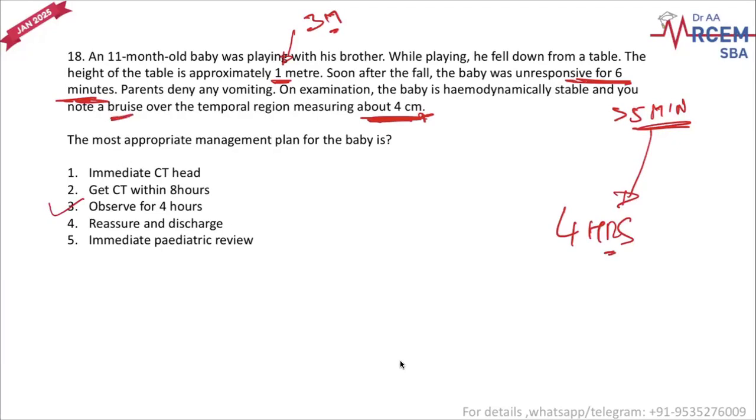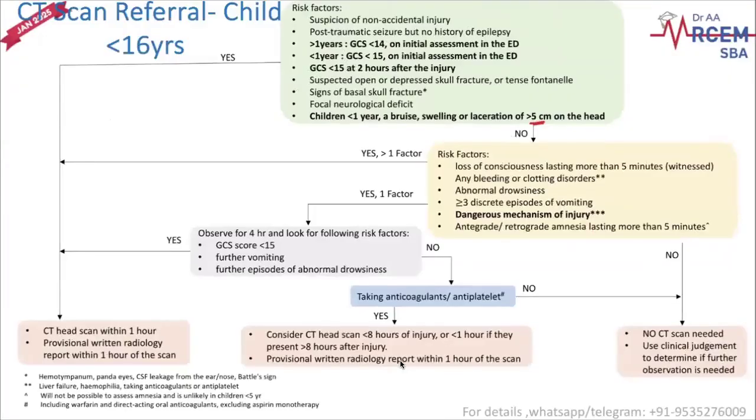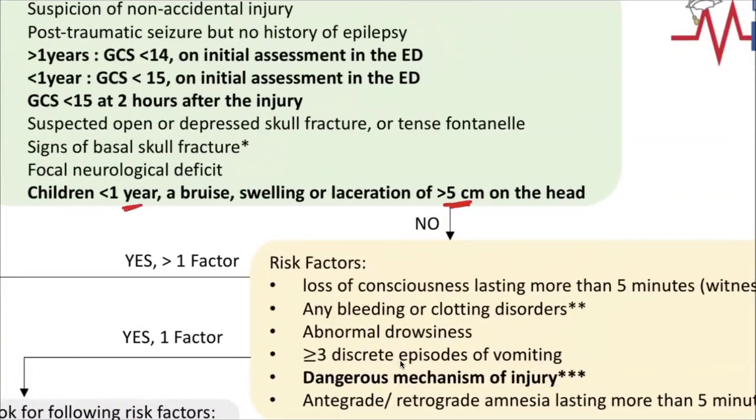Coming to the bruising, what are you recommending here? Bruising, if it is 5 centimeters or more than 5 centimeters, that's when you get an immediate CT scan done. Otherwise, it is not an indication. So bruising should be more than 5 centimeters. Sorry, it's more than 5 centimeters and the age less than 1 year. Age was 11 months. Yes, less than 1 year. But the swelling or the bruising that was present was not more than 5 centimeters. So it is not an indication. If it was, then you will get an immediate CT scan done.